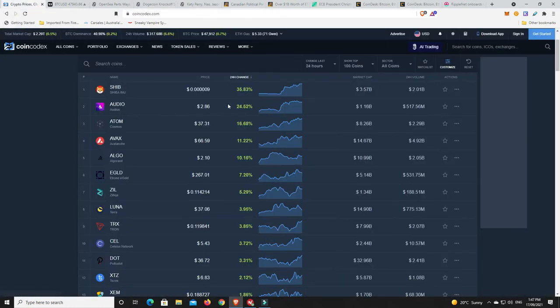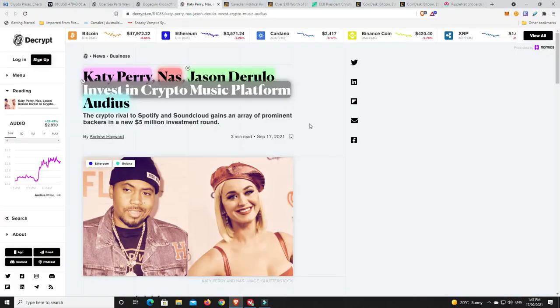Audius, nice pump, up 24%. And that has to do with Katy Perry, Nas, and Jason Derulo having invested in crypto music platform Audius. So that's why it's got a nice pump there. It continues to grow, doing quite nicely. It's something I invested in quite some time ago. It didn't perform well. It actually lost money.